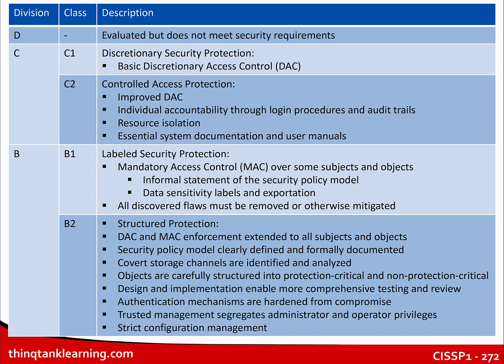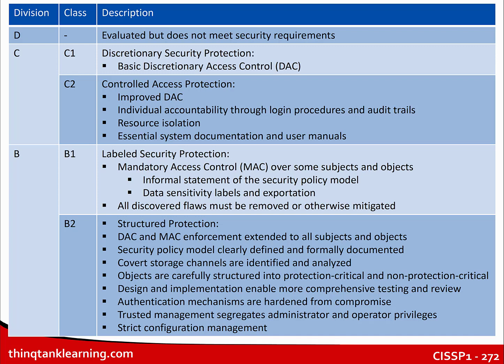Like I said, C1 is discretionary security protection, which includes discretionary access control. C2 is controlled access protection. Improved DAC, right? What I would define as kind of more finely grained DAC, if you will. Individual accountability, resource isolation, auditing, etc. I don't need to go through all these again. I'm just kind of summarizing just to make sure I hit all the points, right? Mandatory access control at B1, including informal statements of the security policy model, data sensitivity labels. All discovered flaws must be removed or otherwise mitigated to classify a system at the B1 level.